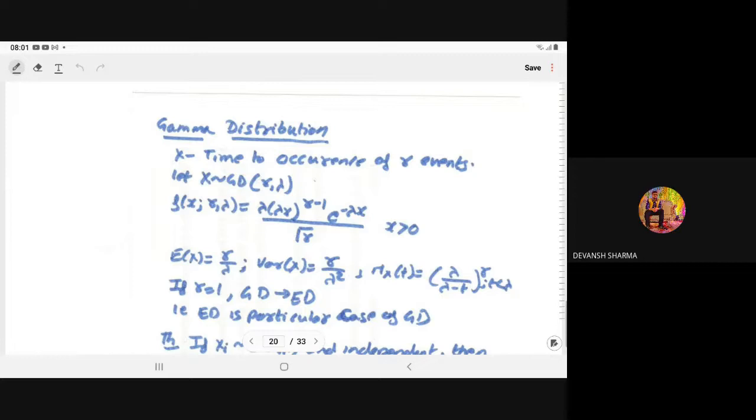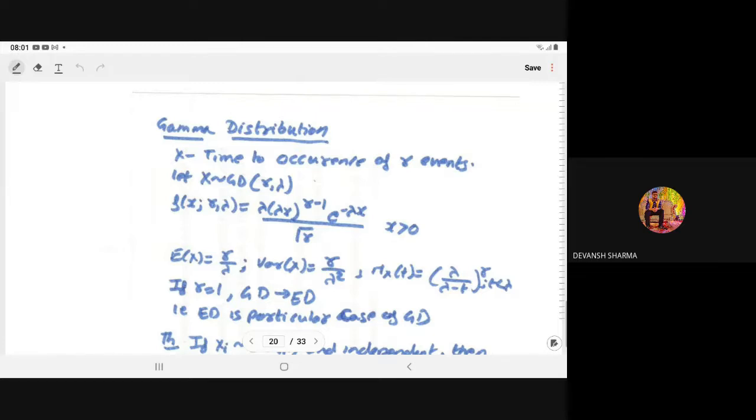Yes, sir. In the last class, we started the gamma distribution for continuous random variables. In that, we studied the exponential family or gamma family. Till now we have covered the exponential distribution and the gamma distribution. The most important theorem you have seen about the exponential distribution is the memoryless property.